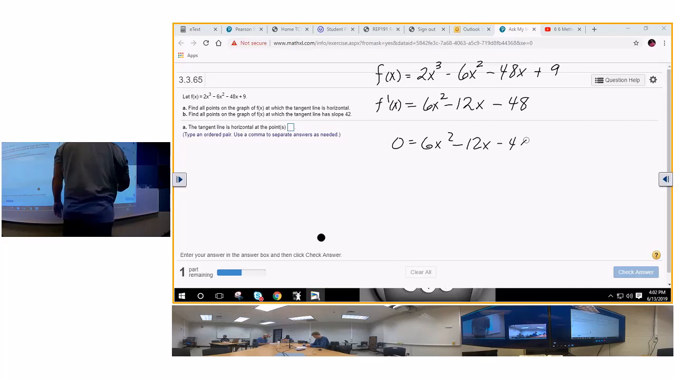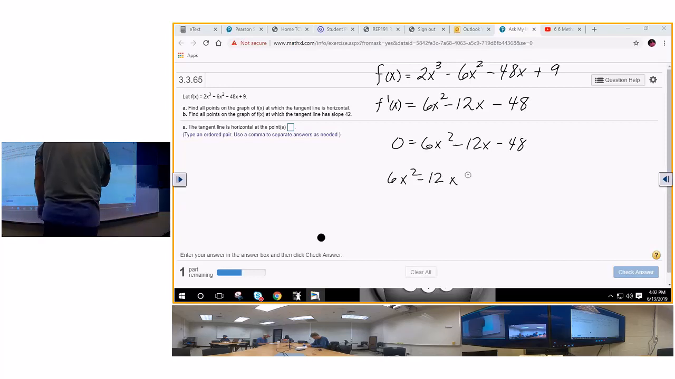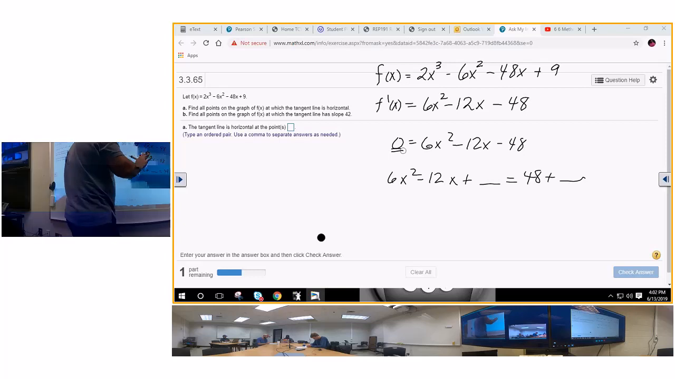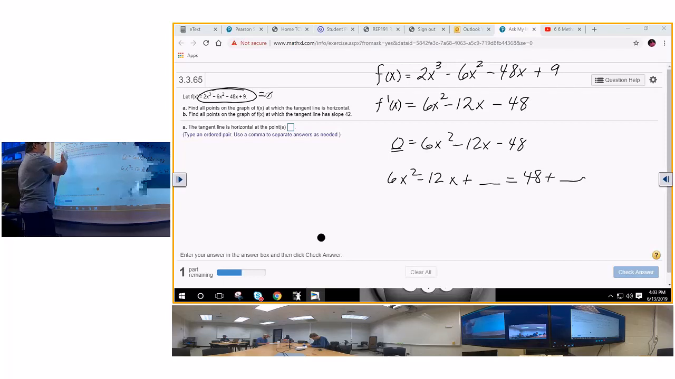And now you have a quadratic, so you can write 6x squared minus 12x plus blank is equal to 48 plus blank. And setting the first derivative equal to 0 is basically giving you your x coordinate for your vertex. Okay? Or you can set this equal to 0 and try to solve this.